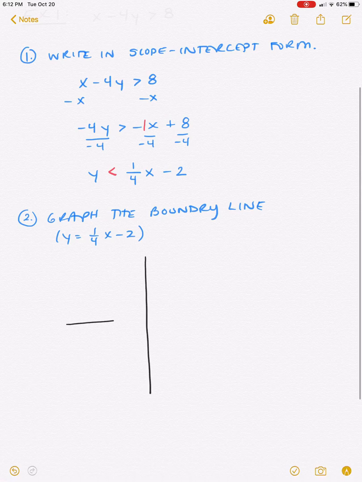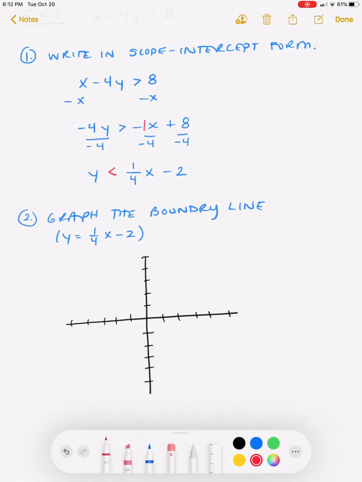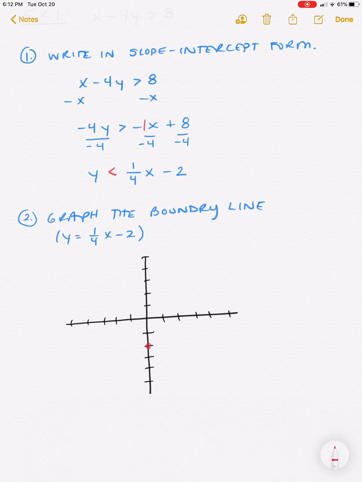So I'm going to go ahead and set up my graph right here. It kind of helps space-wise if you try to evenly mark off your grid before you get going graphing. All right, so this boundary line is going to have a y-intercept of negative 2, so right down here, and the slope is 1/4, so up 1 over 4 units. We could also go down 1 and to the left 4 units, and so get at least 3 points on the line.